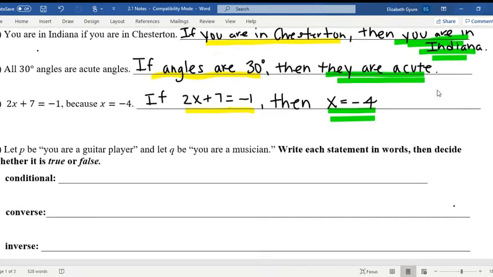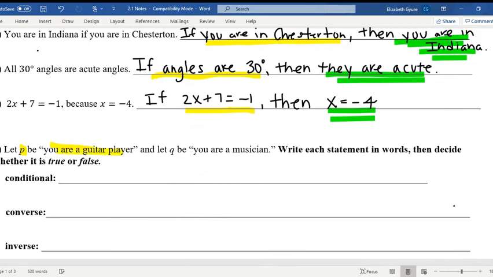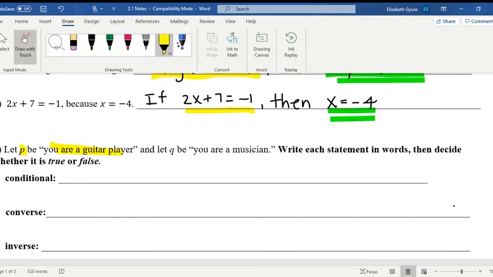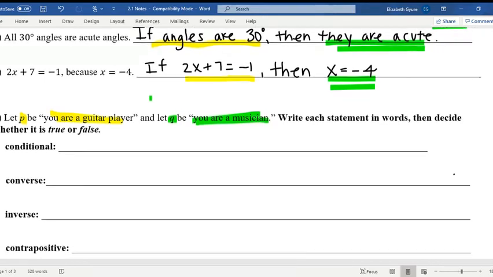All right. For this next part, we're going to be writing all of our different kinds of if-then statements here. So conditionals, converse, inverse, and contrapositives. And then we're going to identify if they're true or false. So this says let P, so that means let our hypothesis be you are a guitar player. So that's going to be our P, our hypothesis is you are a guitar player. And let Q, our conclusion, be you are a musician. Write each statement in words, then decide whether it is true or false.